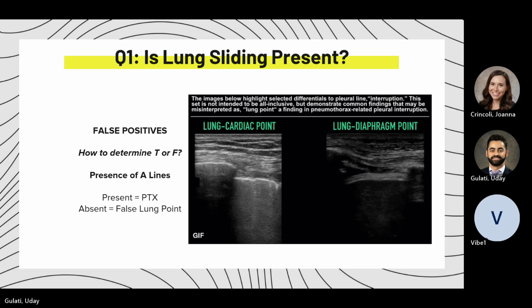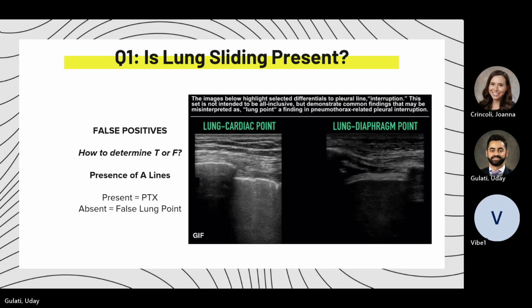And so if you see these A lines, then they likely have a pneumothorax. If they don't, then it's probably a false lung point, because you should really see it there in the setting of a pneumothorax. I'll explain what A lines are in a second, but that artifact should be there. And then other things that you might just be somewhere else.